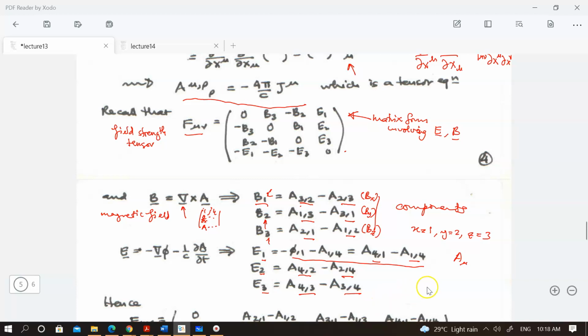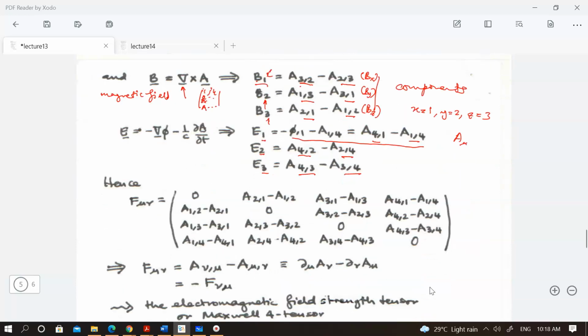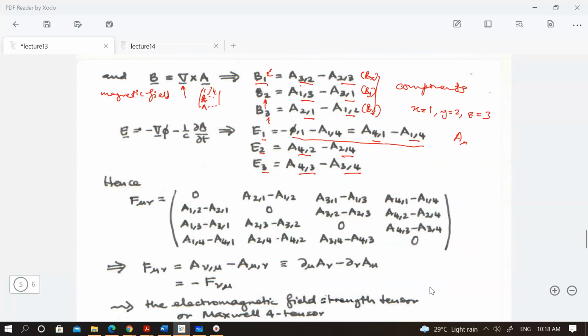Let's plug this thing into your field strength tensor. Okay, so it looks like this. So this is coming from the magnetic field. So this is your B, and this is from your E. Sorry about that, doesn't look pretty. But now you can see something is going on here.